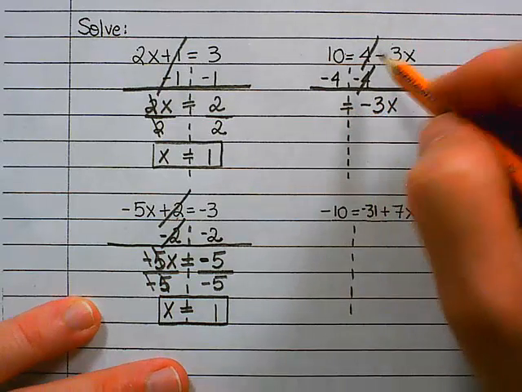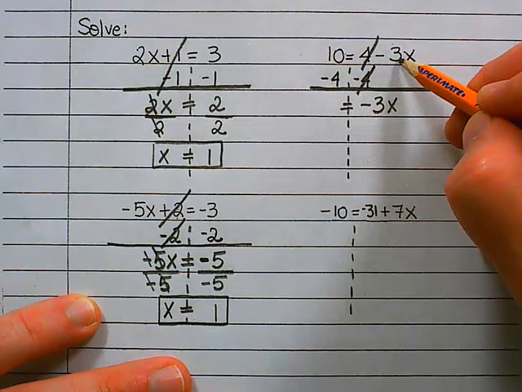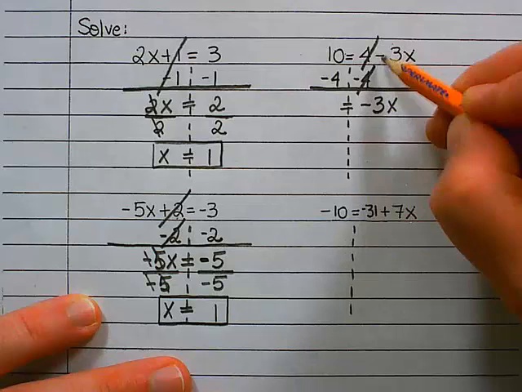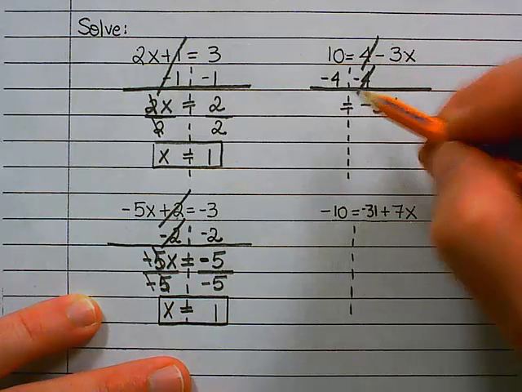Okay, and may I say that you need to be very, very careful, because a lot of times the common mistake is the students will bring down the 3x, but they forget the negative. Never forget the sign that goes along with the number. If you see a negative, bring down the negative. That's very, very important.